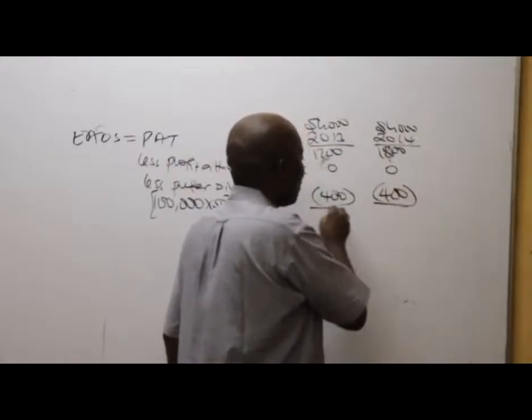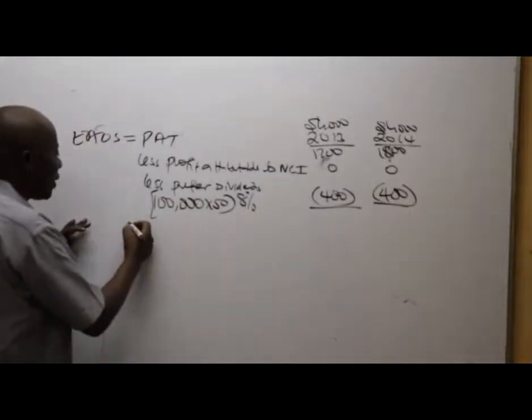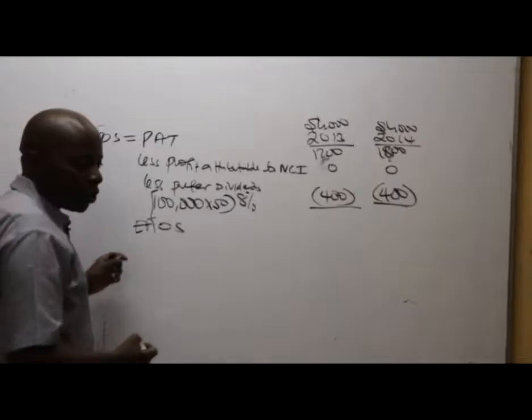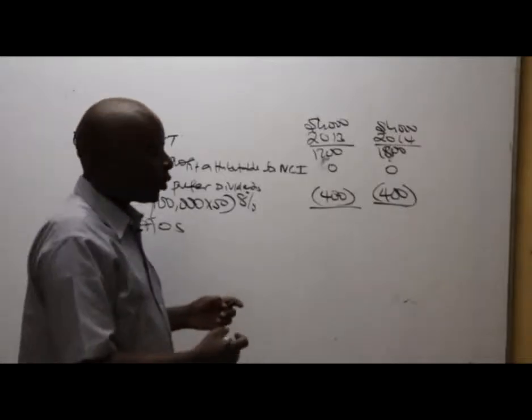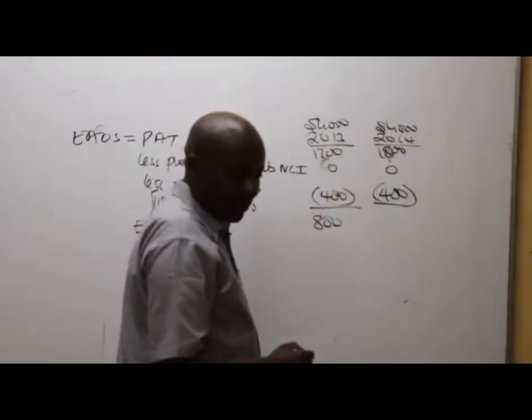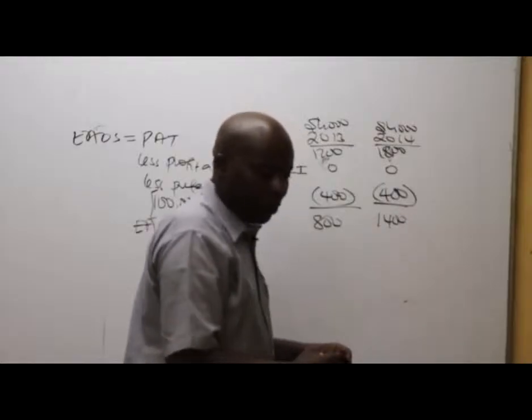So please subtract for you to be able to give us the earnings attributable to ordinary shareholders. This one I'm pretty much aware that it's 800, right? And 1400. I can see good questions here.